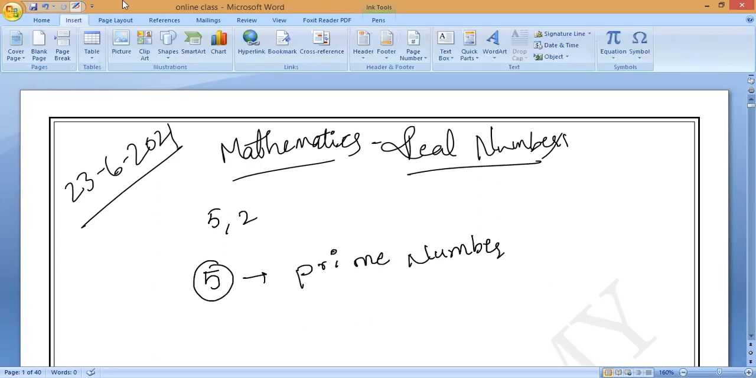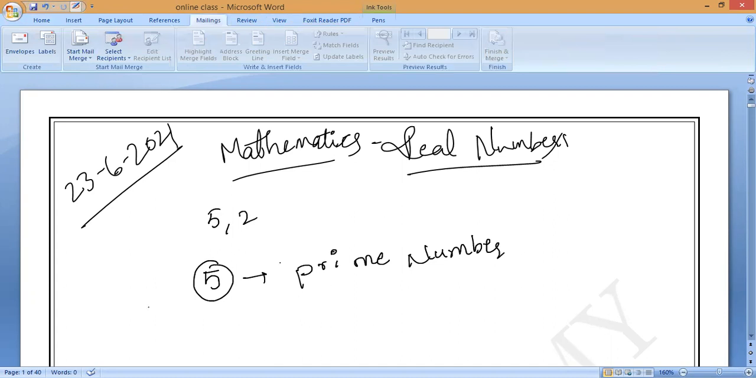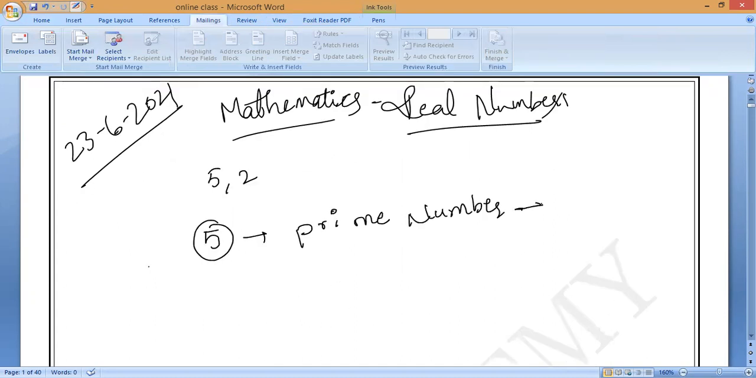If 5 divides A square. Here, what is our P? P is our 5. Given statement is, if P is any prime number and P divides A square, then P divides A also. It means here let our prime number be 5. 5 divides A square, A is any integer. It means A square is exactly divisible by 5. So 5 is a factor of A square. Is it correct? Yes, ma'am. 5 is one factor of A square, correct?